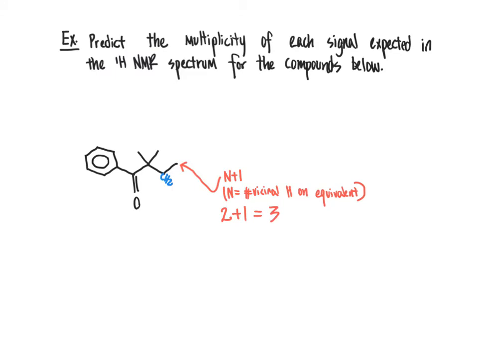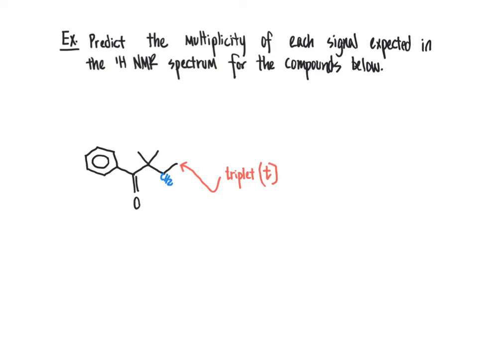I'm going to erase these sketches that I made of my work and just write the word triplet in here. Another way that you'll commonly see this is abbreviated as a T for triplet. So that's what we predict as the multiplicity there.